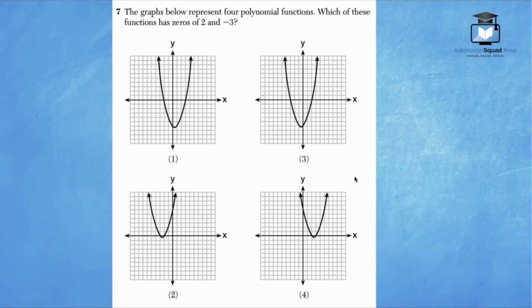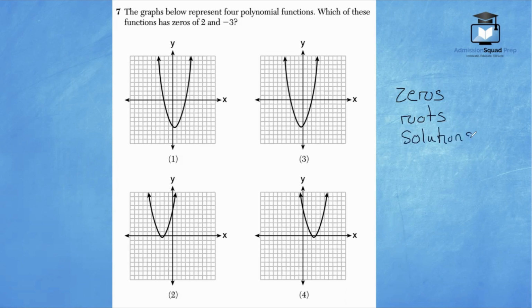Number 7, the graphs below represent 4 polynomial functions. Which of these functions has zeros of 2 and -3? Remember, zeros are also known as roots. They're also known as solutions.